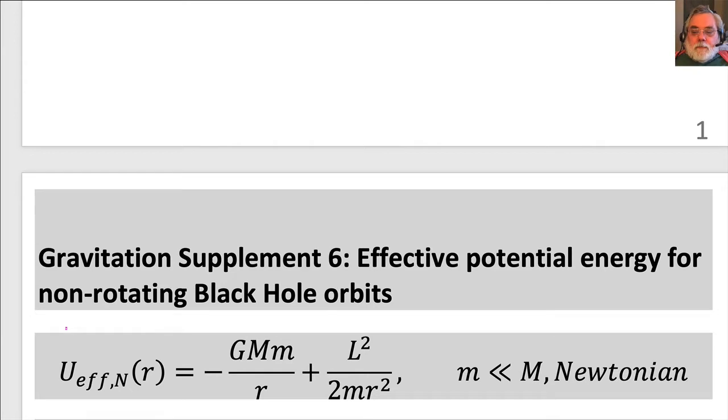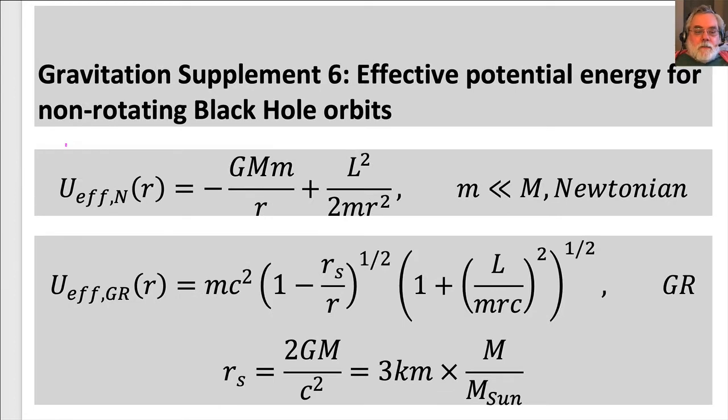This needs a general relativity correction for black holes, neutron stars, and even for white dwarfs and the Sun for high accuracy. This is the effective potential energy using general relativity. It looks much different. It starts out with an mc squared term, rest mass energy. Then there's this second factor, square root of 1 minus Schwarzschild radius over r.